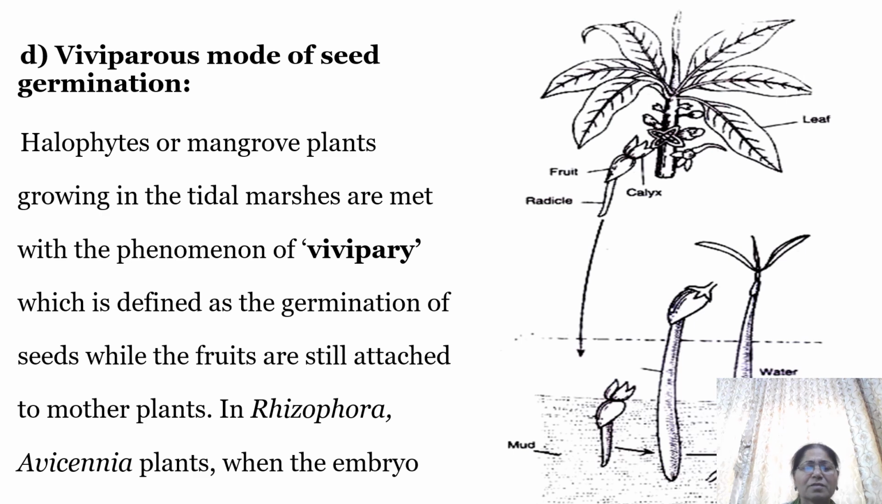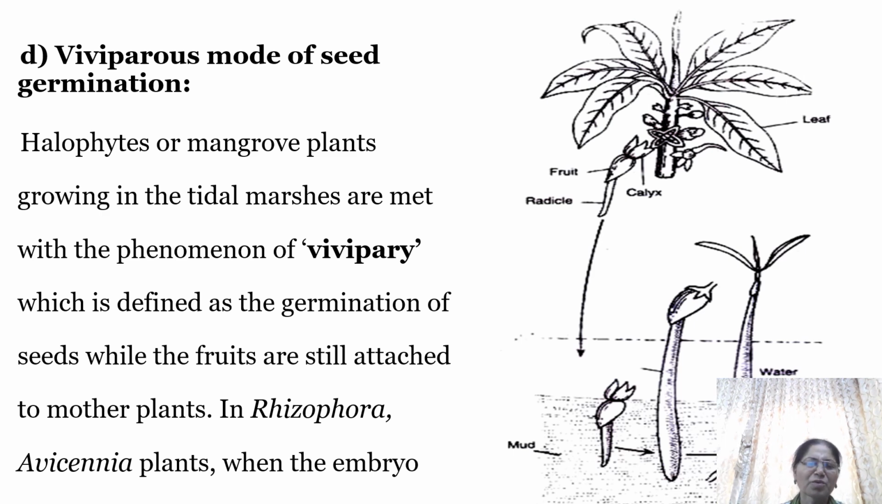Now let's move toward the fruits. As we know, the halophytes grow in the tidal marsh, and a very important phenomenon in them is known as vivipary. Now, what is vivipary? Again, there is a very high salt concentration in the soil. For regular seed germination, the first process is the entry of water by osmosis.